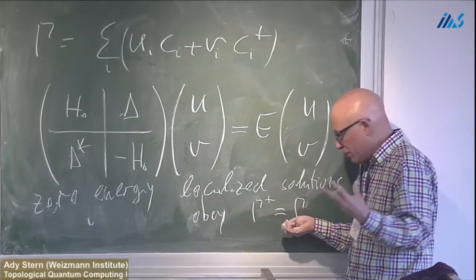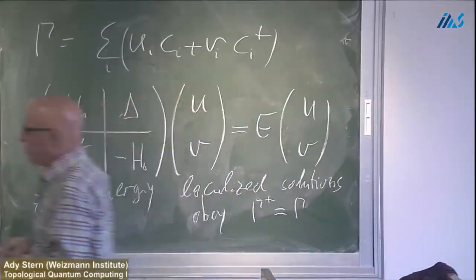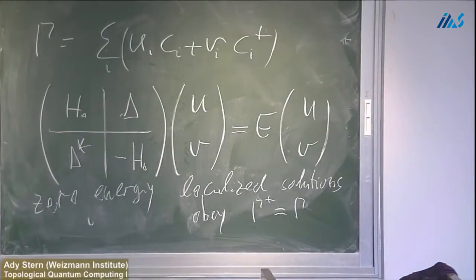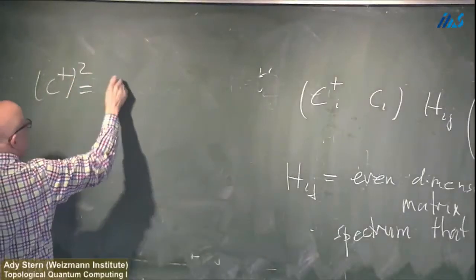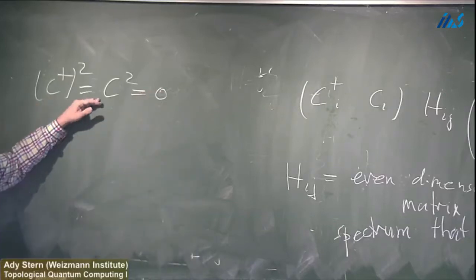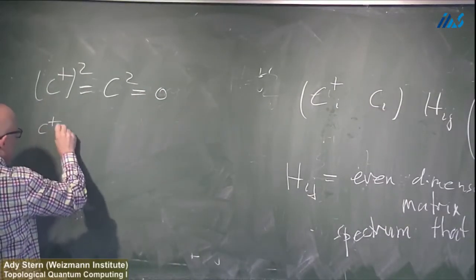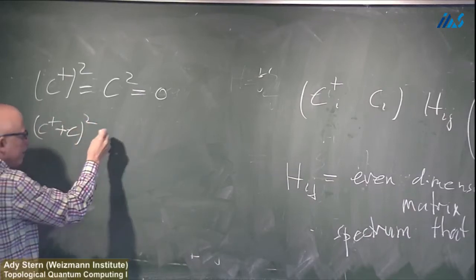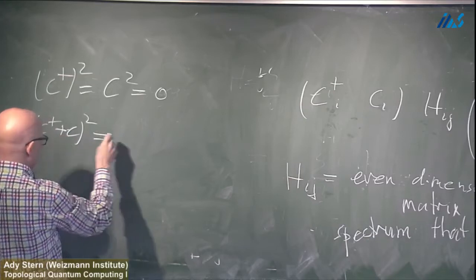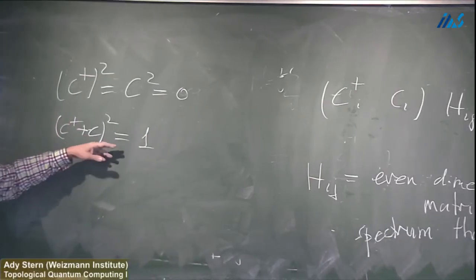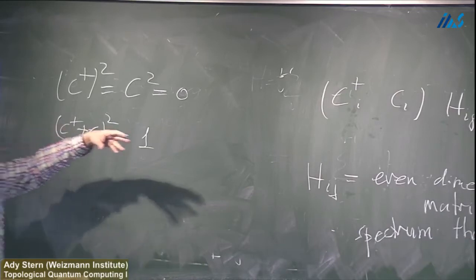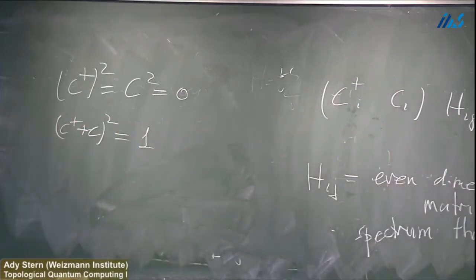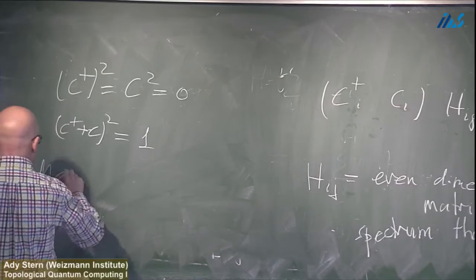They're not conventional fermions, because for a complex fermion, the fermions we are used to, we know and love, the C dagger that we have there satisfy that C dagger squared equals C squared equals zero. This is known as the Pauli principle. But C dagger plus C squared is not zero, and it's a number. It's one, if my normalization is correct. So this type of operators, they are fermions, but they are not conventional fermions, and they are named after Majorana. And those are the Majorana fermions.